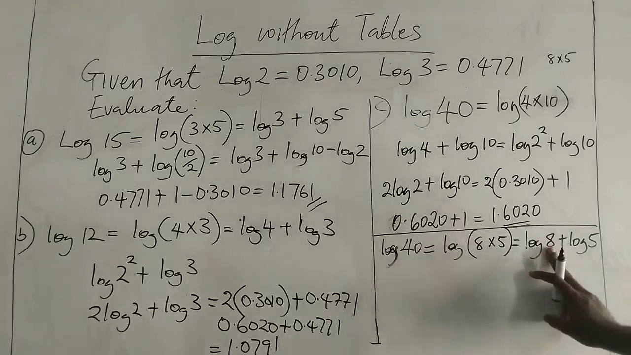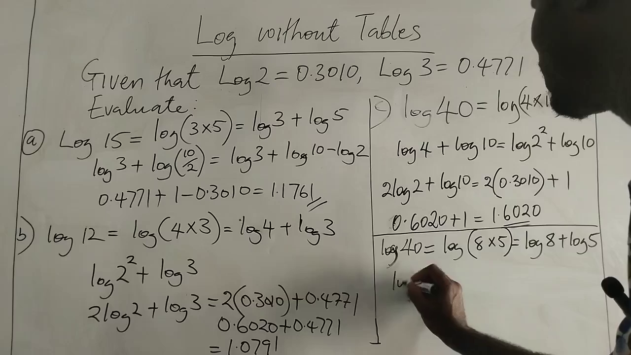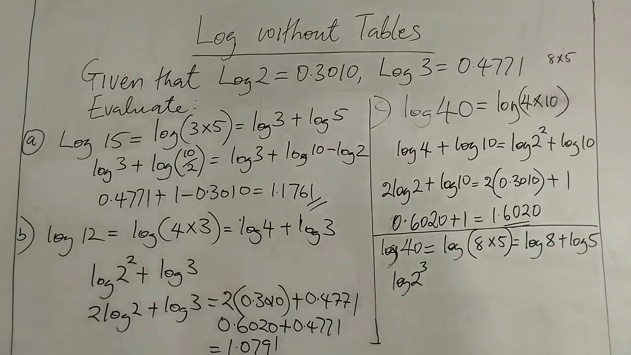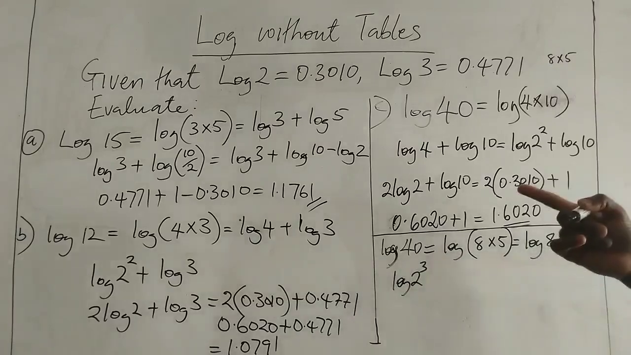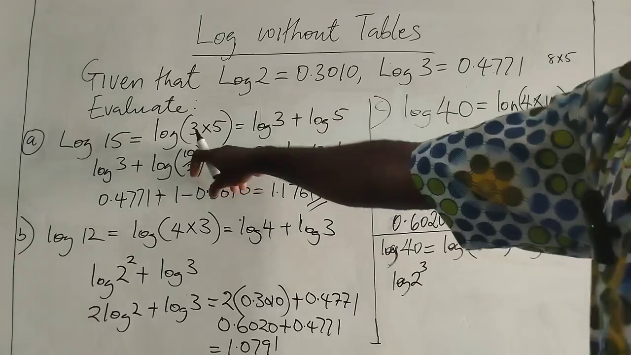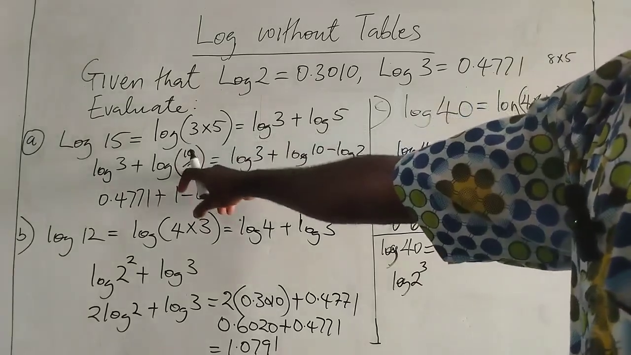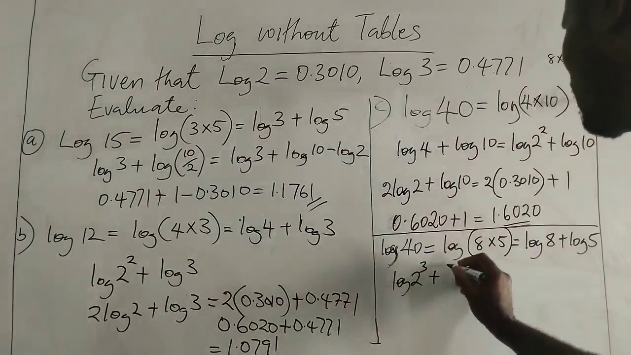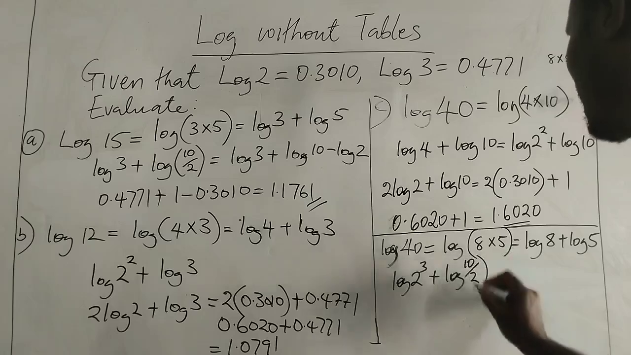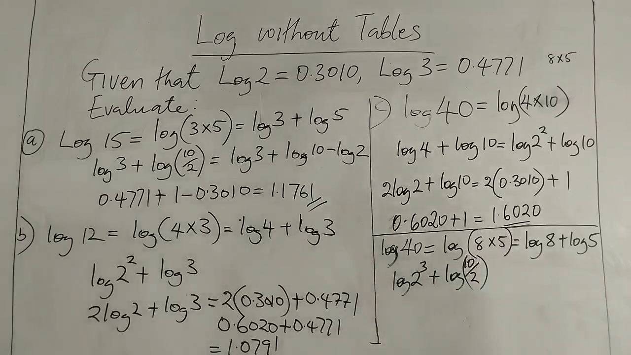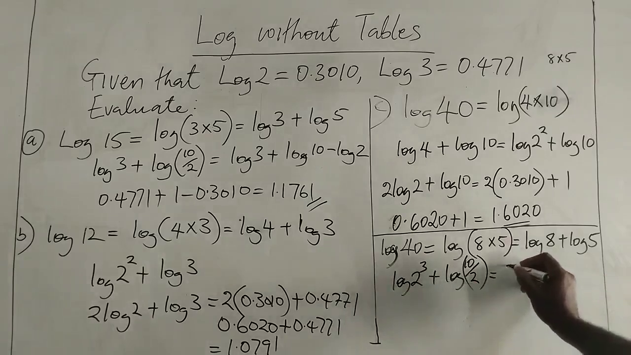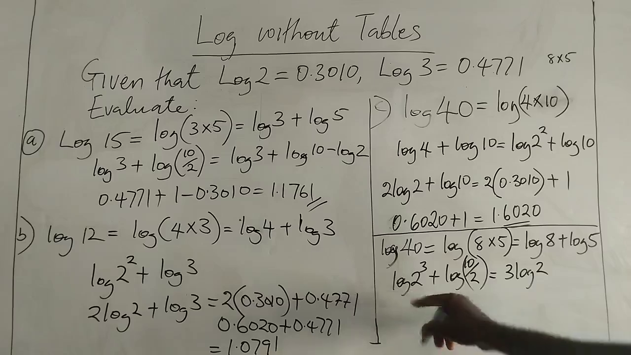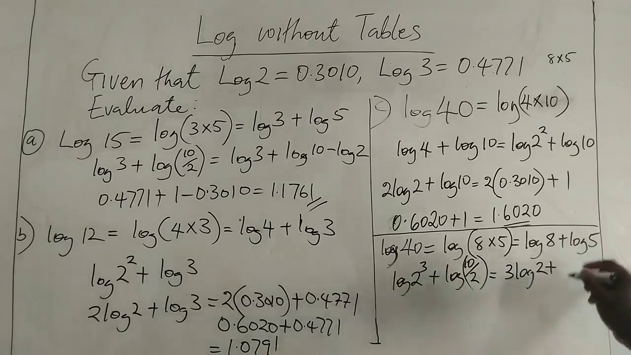Now, you can simplify 8 further. We'll have log 2 raised to power 3. And then, log 5 is not given. You will do the same thing we did here by bringing in 10 and 2. So that will give us log 10 over 2. Going further, you will have 3 log 2 for this one plus log 10 minus log 2.